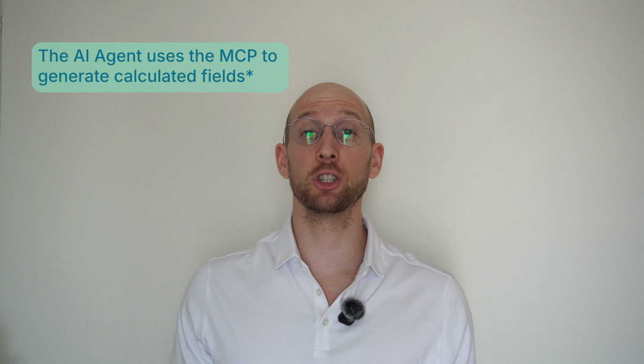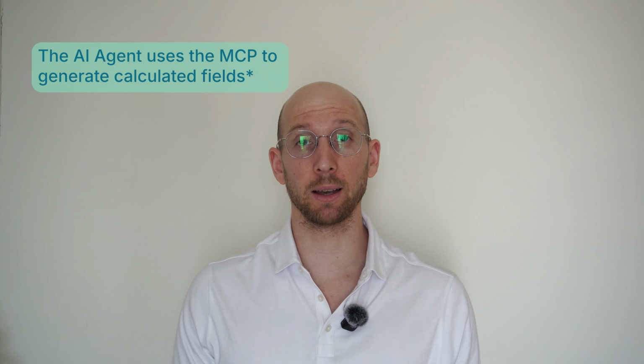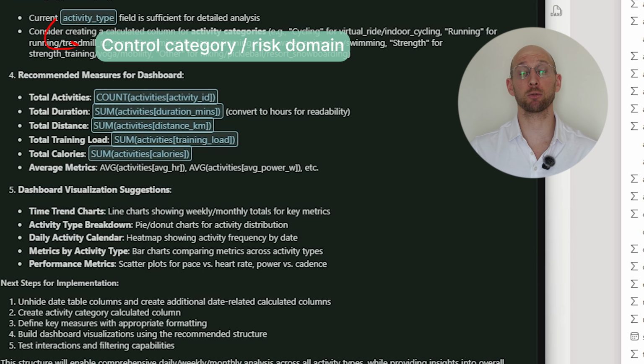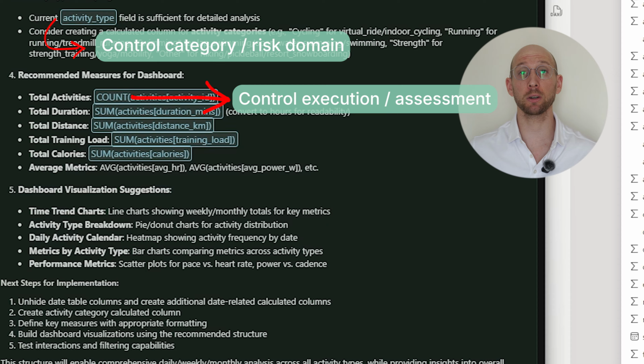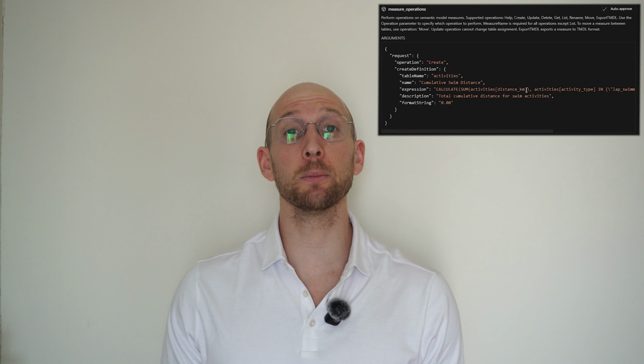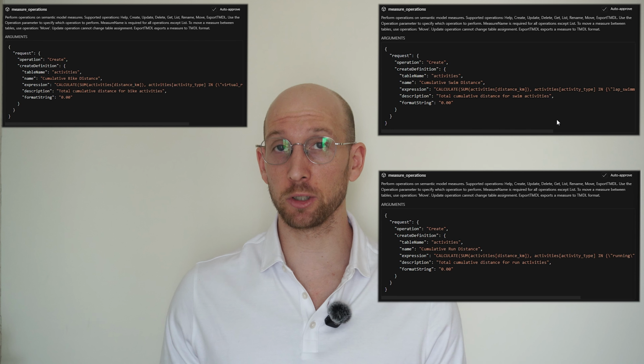Next, MCP starts generating calculated fields at the model level. What looks like performance or training metrics here would translate directly to control effectiveness scores, residual risk indicators, or coverage flags in a risk dashboard. The key here is that these metrics are defined once and used everywhere.